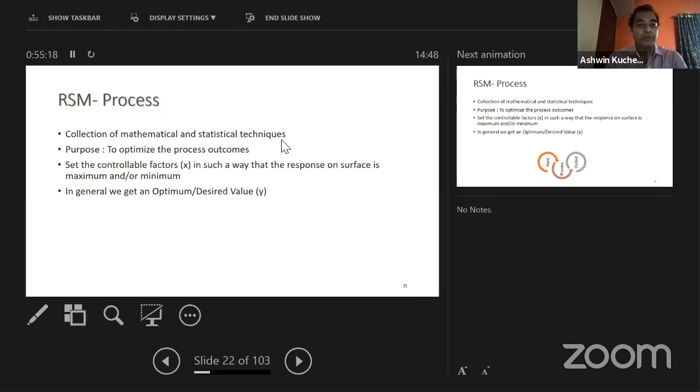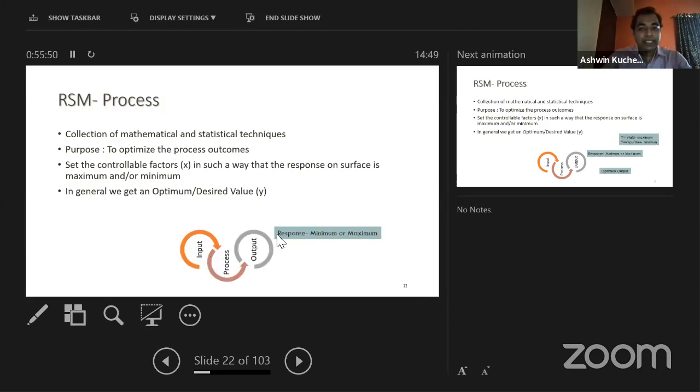Process outcome means the output variables. You have to optimize this, because if your input variables like X change, it will ultimately affect your Y, which are called responses. So set the controllable factors in such a way that the response on the surface is maximum or minimum. We have seen this. In other words, work at an optimum or desired value, which is our area of interest. Let's consider an example. Take a simple example with input, process, and output. Now I say that yes, the responses, as we have discussed, should be minimum or maximum. The response should be Y, it should be yield, it should be maximum.